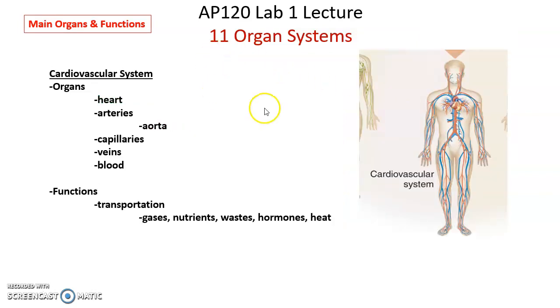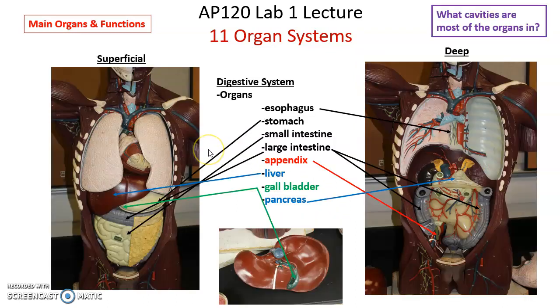The function of the cardiovascular system is transportation. It is all about moving things throughout the body, things that end up in the blood. So gases like carbon dioxide and oxygen, nutrients, wastes, hormones, and heat. Heat is also moved throughout the body by the blood.